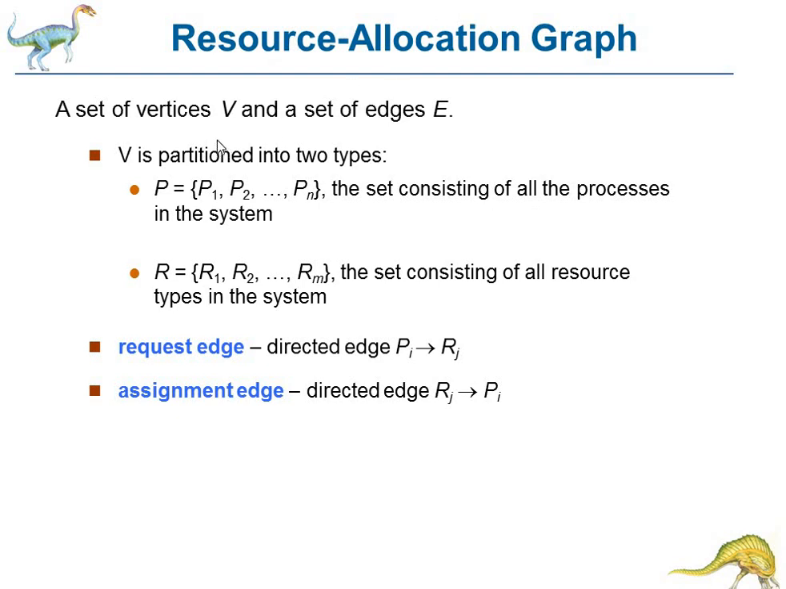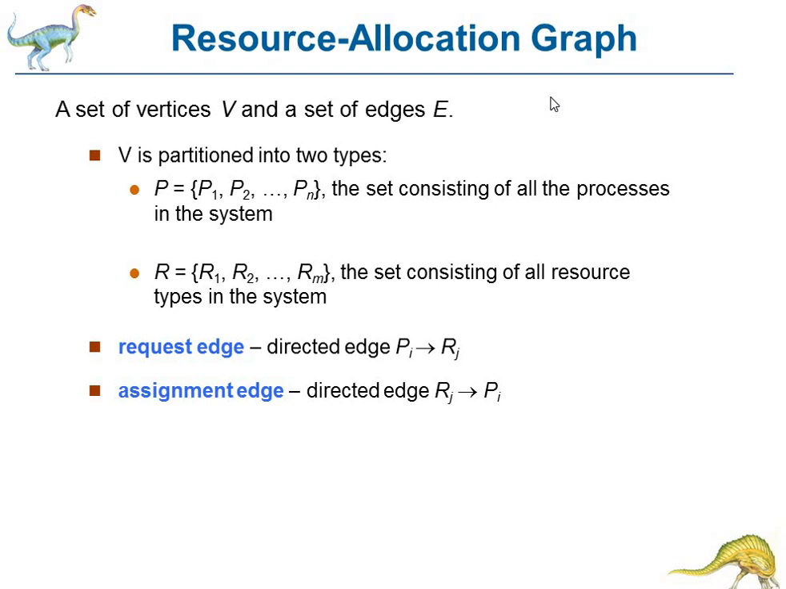This graph consists of vertices and edges. See, vertices indicate the processes and edges indicate the resources. Then two types of edges are available. One is the request edge. When process 1 requests a resource, it is called a request edge. When the resource is already assigned to the process, it is called an assignment edge. Are you clear? Request edge and assignment edge.